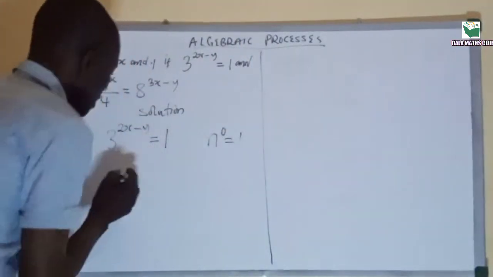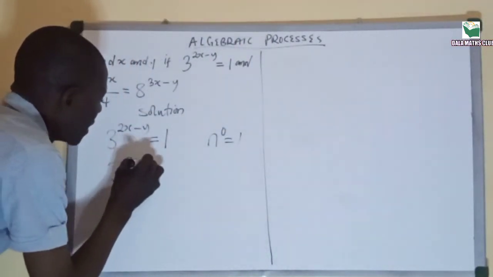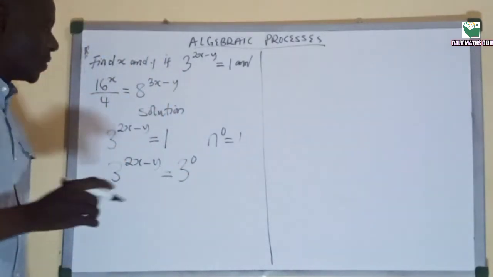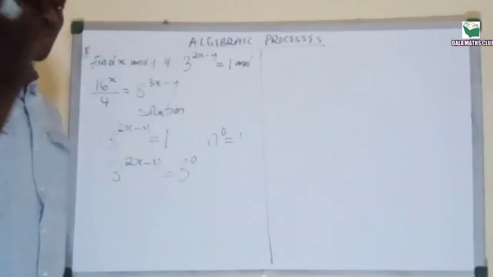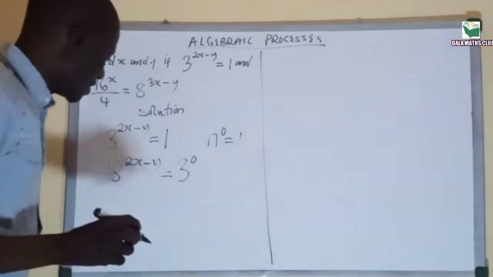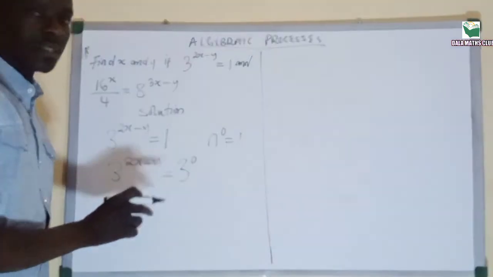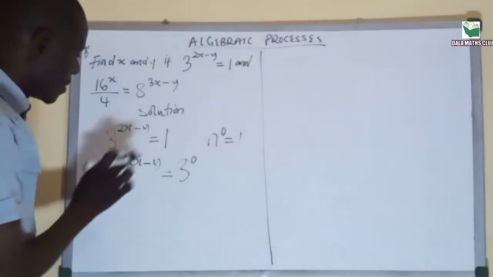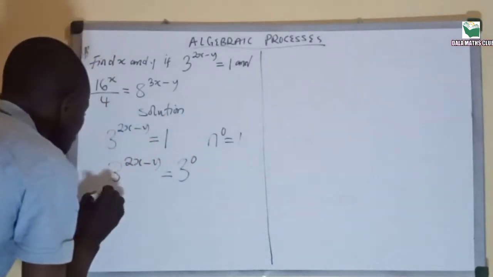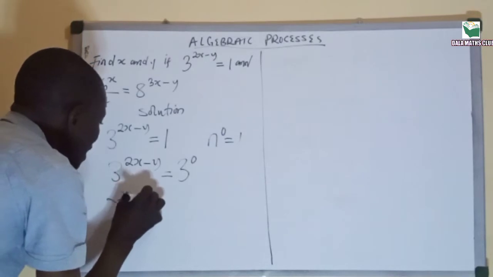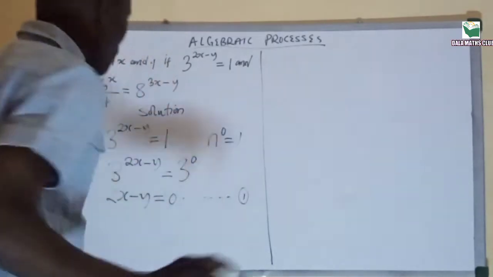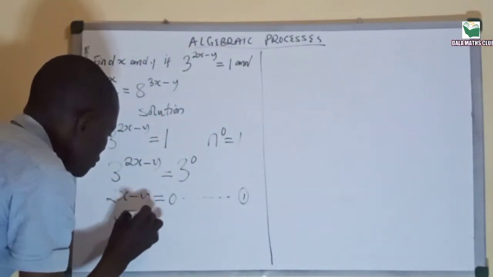That means we can change this 1. We can say 3 power 2x minus y is equal to 3 power 0, because 3 power 0 is 1 according to the law of indices. Now we have the same base, 3 power, so we can ignore the base and see that 2x minus y is equal to 0. We consider this as equation number 1, and from this we have y is equal to 2x.